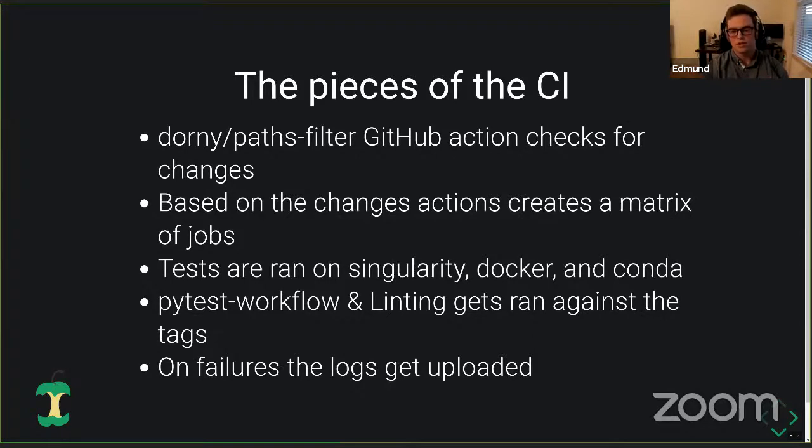Based on these changes, we then create a matrix of the jobs. The tests are then run on Singularity, Docker, and Conda based on the matrix. Then we run pytest-workflow and linting against those tags that we pick up in the first step. On failures, the logs also get uploaded, so that we can all download them and look at them and see why they're failing.